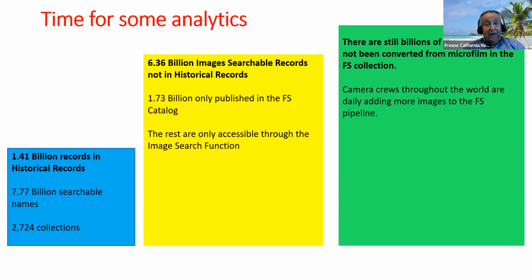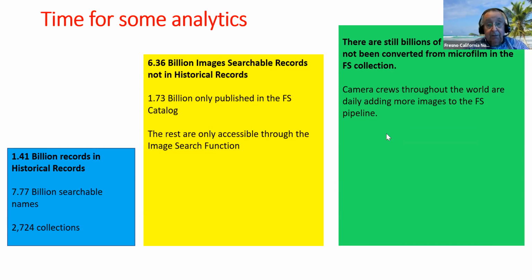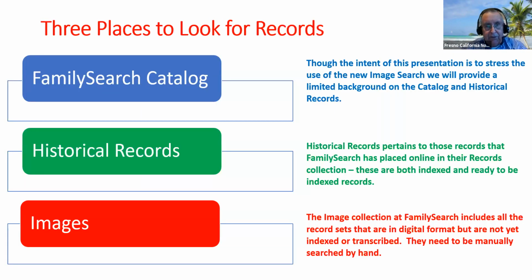Now, if that's not all, you've got to understand that there are still billions of records that need to come in. Some of them are on microfilms that have never been digitized. And others are the ones that the camera crews around the world are dumping into FamilySearch literally every day. And so this is going to be a never-ending flow of information.